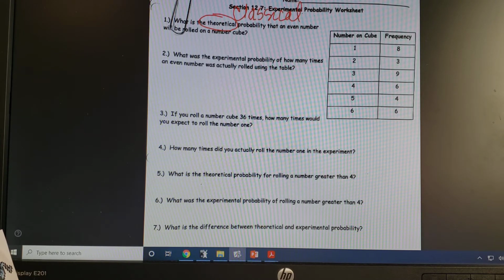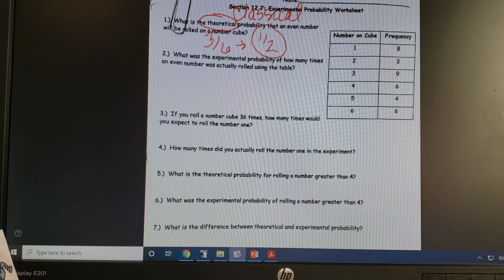That's when you're just rolling a die in an ideal situation. So what is the theoretical probability that an even number will be rolled on a cube? Let's see here, even numbers: 2, 4, 6. So that's 3 out of 6, which reduces to 1/2.